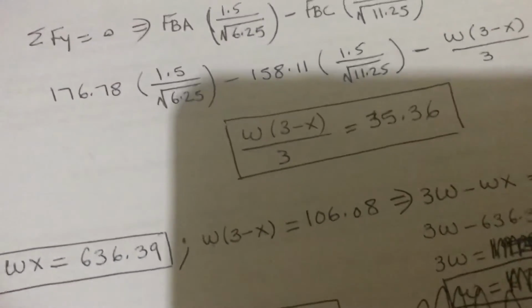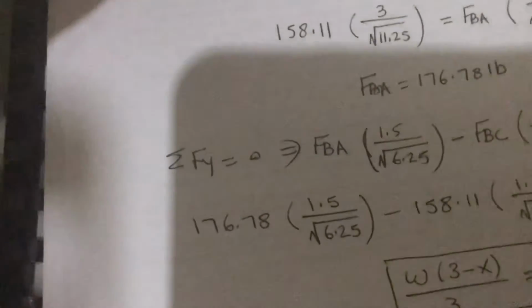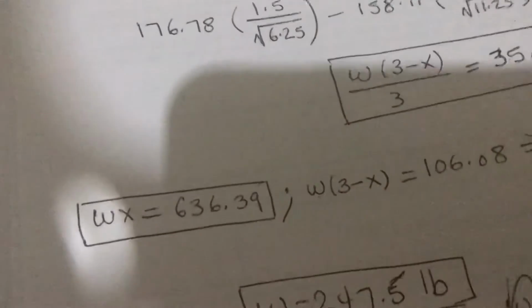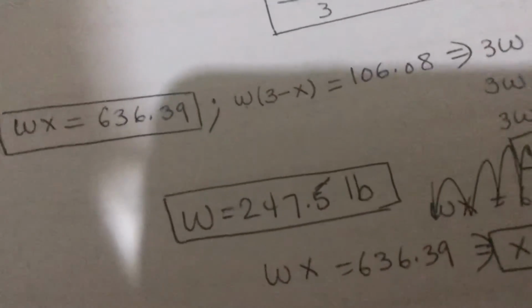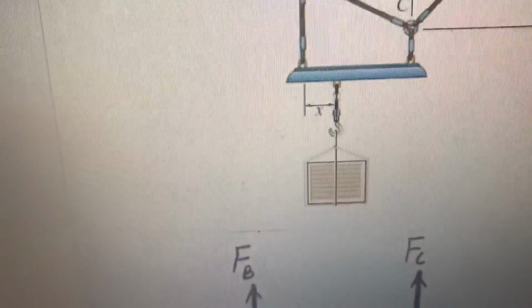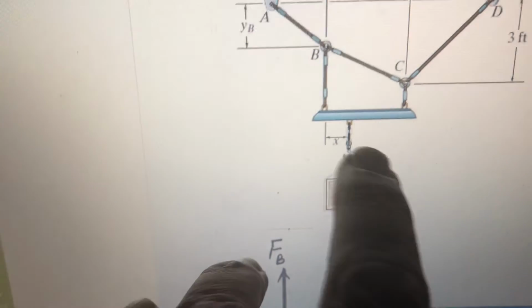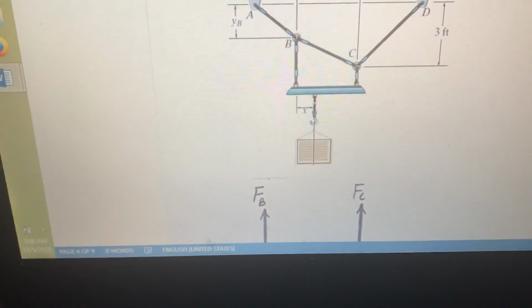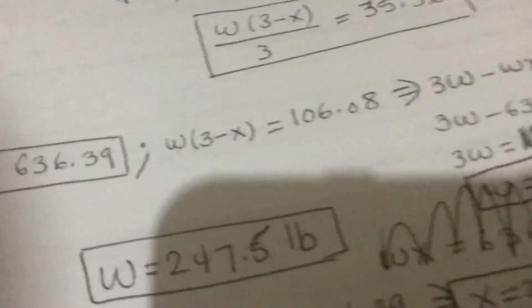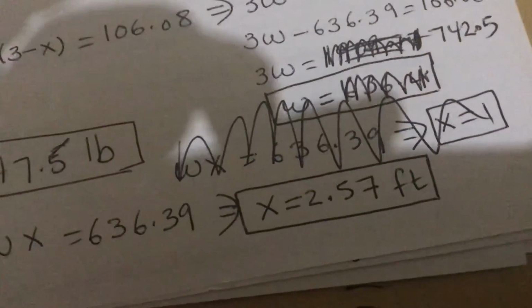So for this, we found that the maximum weight of the crate is, oh no, 247.5 pounds. So the weight of this crate would be 247.5 pounds. And this X, the distance between this weight and this location, is equal to 2.57 feet.